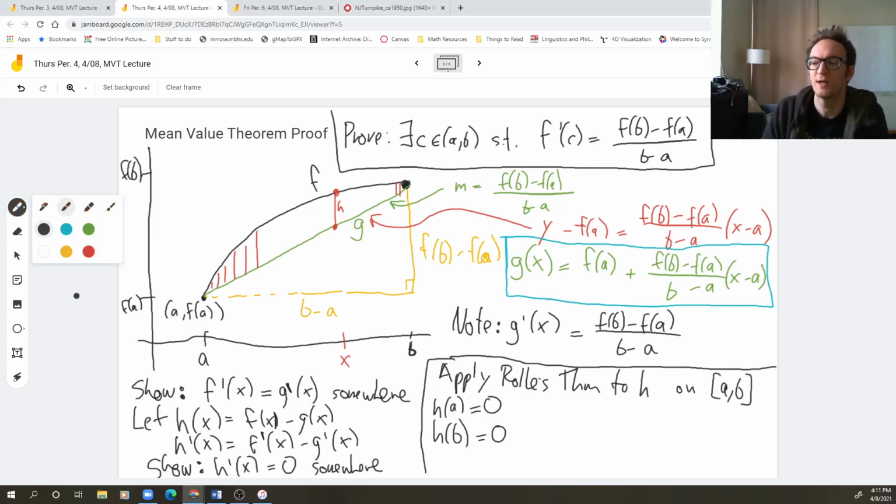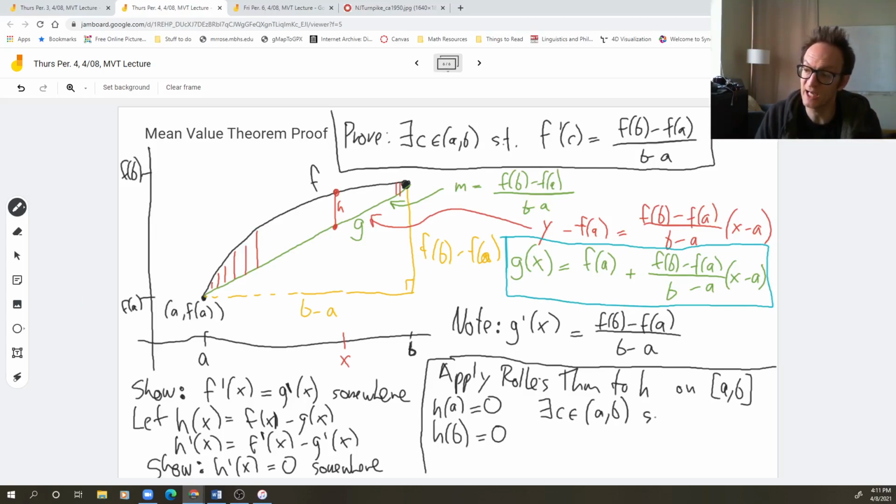Okay, so what we have now is a function h. And what can I say about this function h? It's continuous because it's the difference of two continuous functions. It's differentiable because it's just the difference of two differentiable functions. And it starts and ends at the exact same place. What goes up must come down. What does Rolle's theorem say? It says if we have a continuous function on a closed interval that starts and ends at the same y value, which is what we have here, then there exists a point C on the interval AB such that h prime of C is 0.